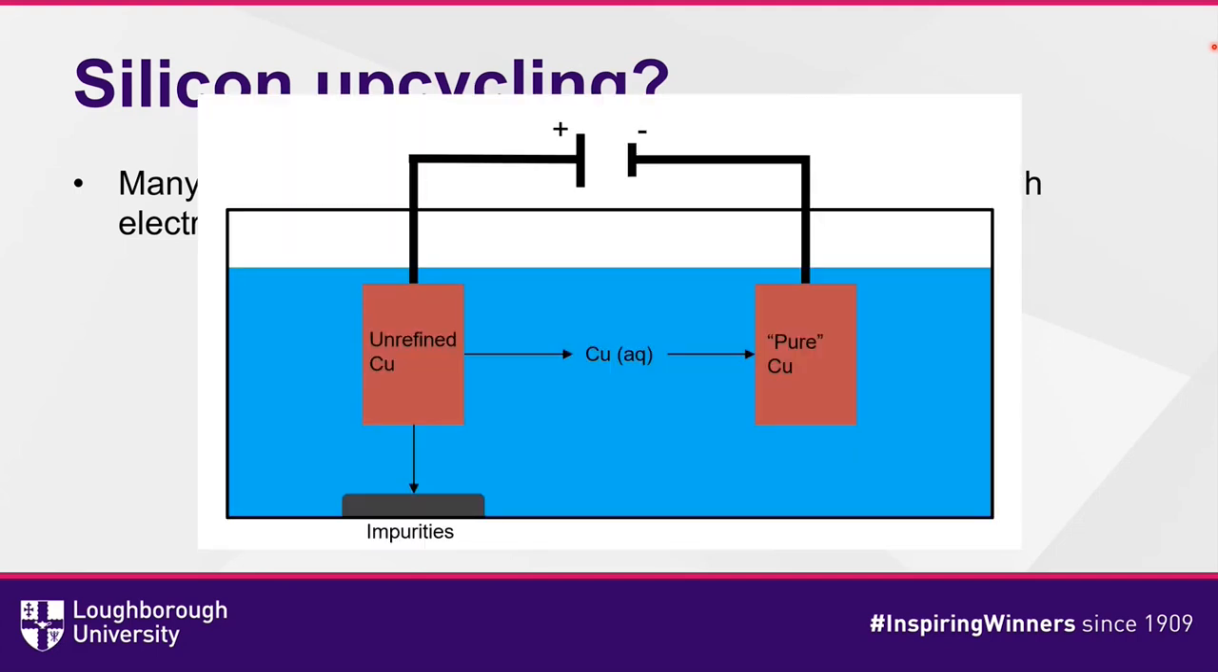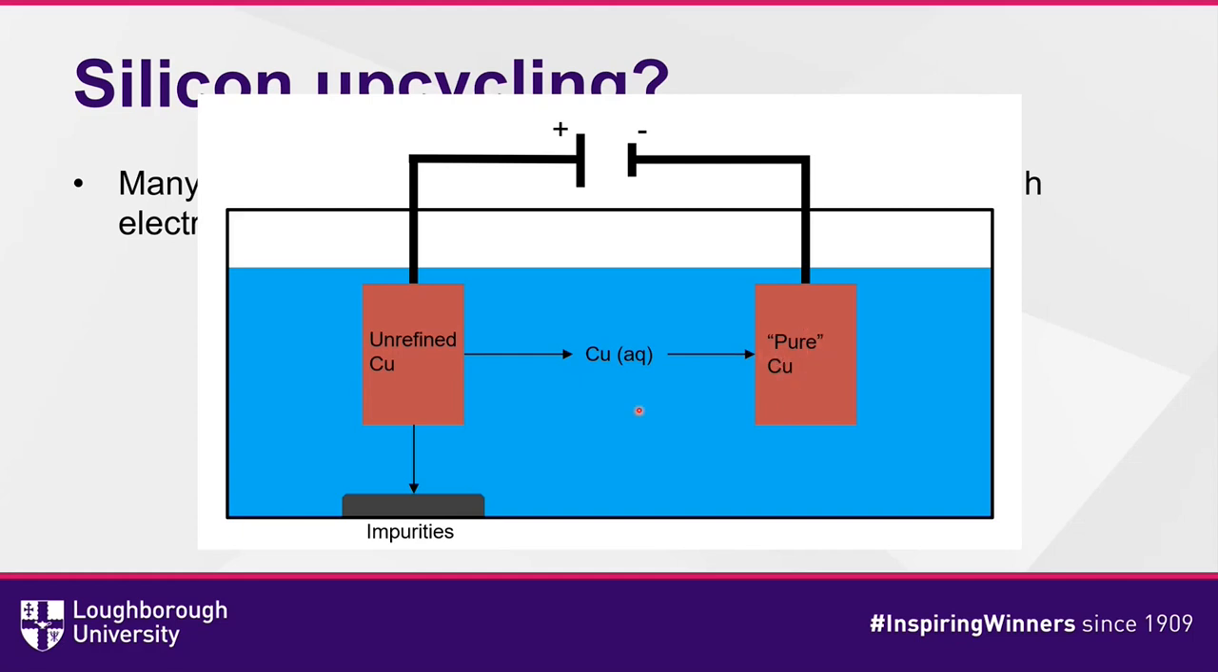So what do we do with this? Well, we actually use this in many different locations, for many different materials. A classic one is the refining of copper, which you can do using a copper sulfate bath. Essentially you have your unrefined copper material on one side, and your refined copper on the other. You put an electric current across the two materials. The copper goes into the bath, and you get pure copper being deposited on the other side.